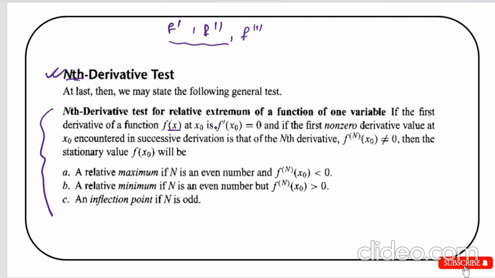Suppose the first derivative is 0 and you get the stationary point as x naught, right? F prime x naught is 0. If the first non-zero derivative value at x naught encountered in the successive derivation is not equal to 0, then it is a stationary value, and this is the formula for that. I will be showing you how we get this. A relative maxima will be when n is an even number. This is the important thing. You can conclude something if you find the derivative at the even number term, right? If n is even, if the nth derivative at x naught is less than 0, then you have relative maxima, and if it is greater than 0, it is a relative minima when n is an even number. And again, you can't conclude anything, or you can have an inflection point when n is an odd number.